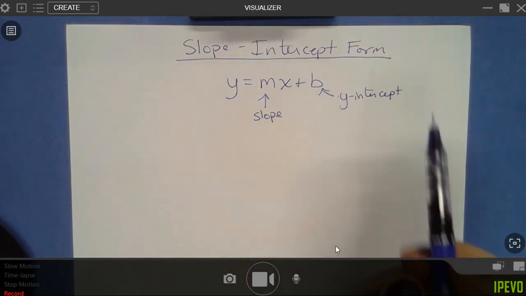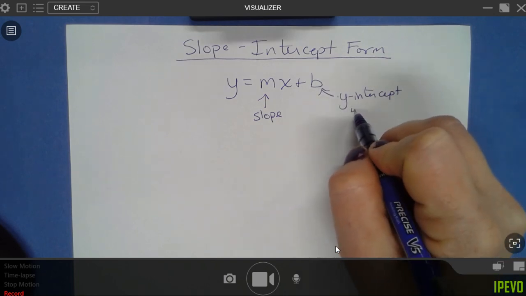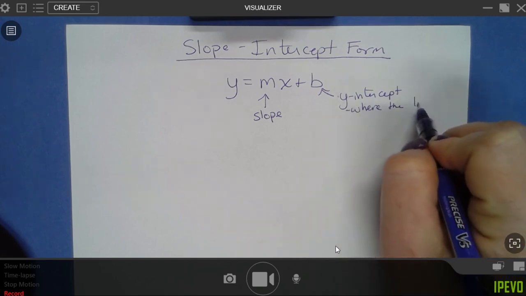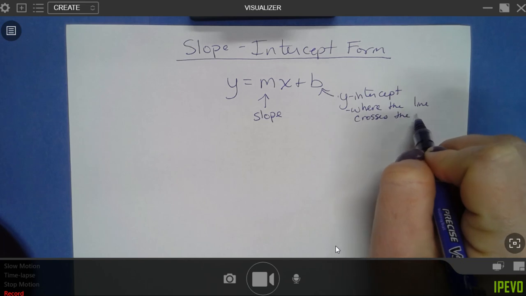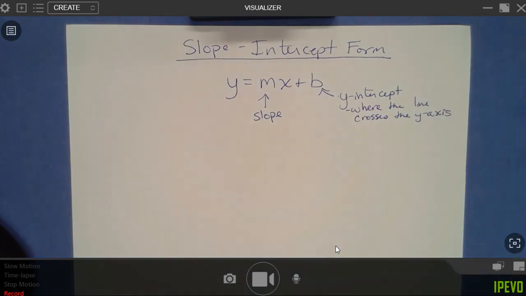So this is where the line crosses the y-axis. That's the whole intercept part of it. It's intercepting the y-axis, or crossing the y-axis.